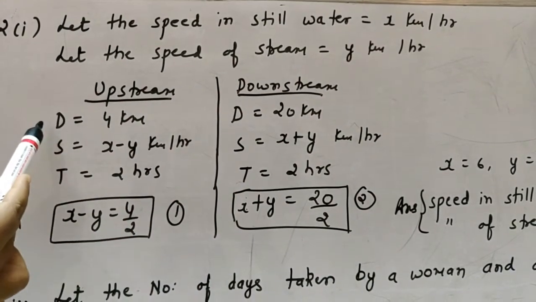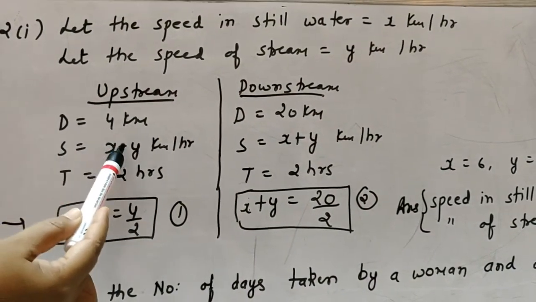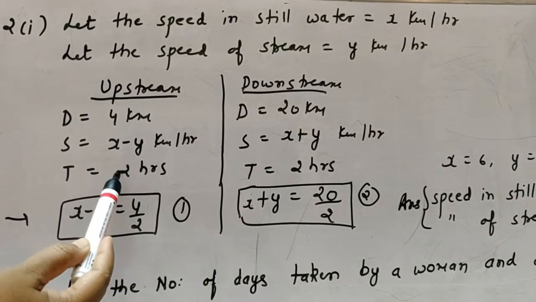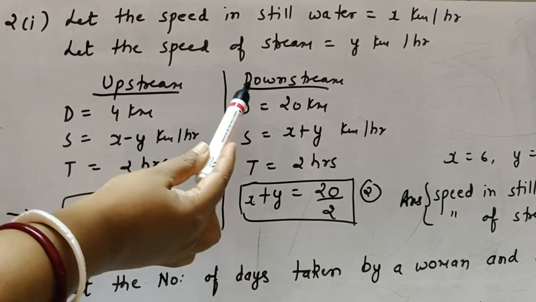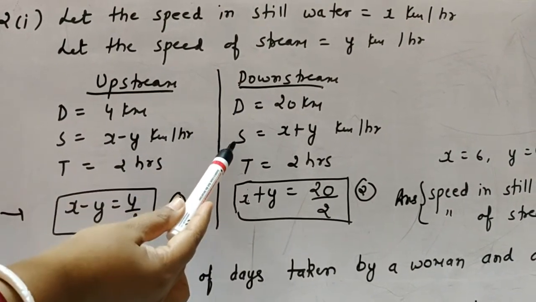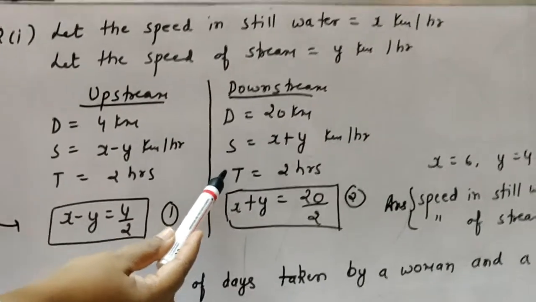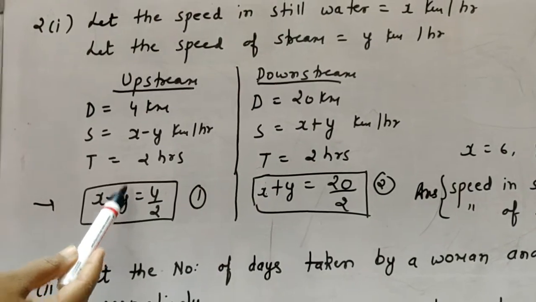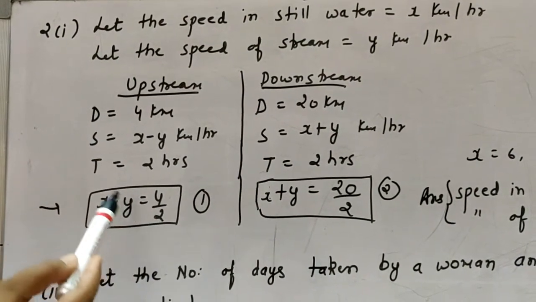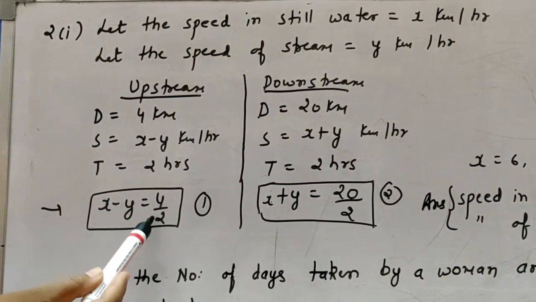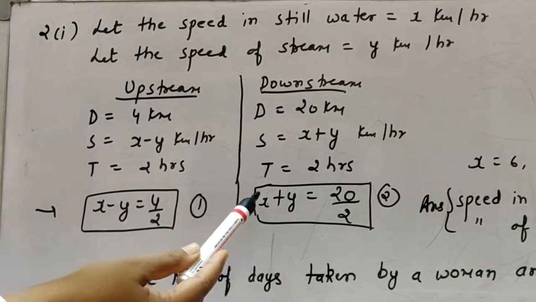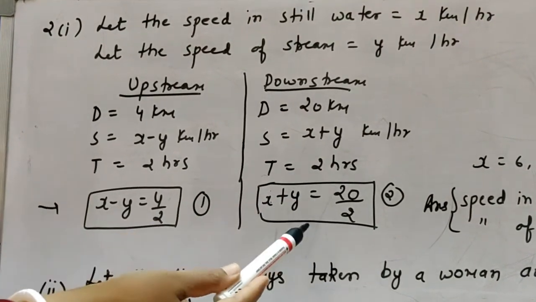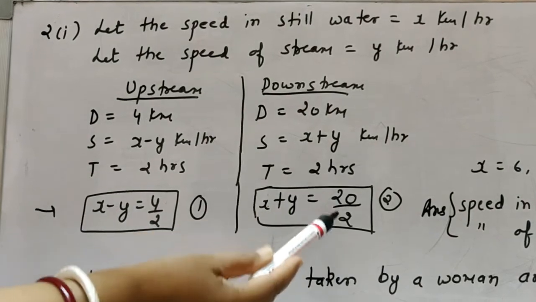So in upstream the distance given is 4 km, your speed is x minus y and the time taken is 2 hours. Similarly, downstream the distance is 20 km, your speed is x plus y and time taken is again 2 hours. So what will your equation be? Speed is equal to distance upon time, correct? So it will become x minus y is equal to 4 upon 2. Similarly, x plus y is equal to 20 upon 2.